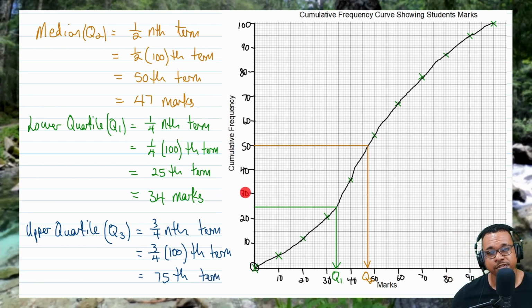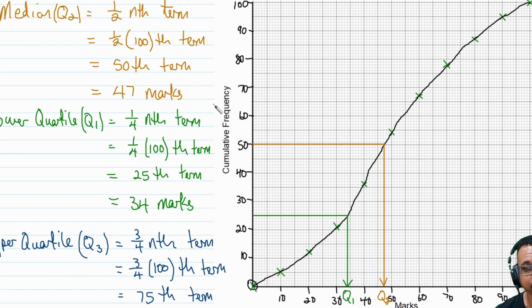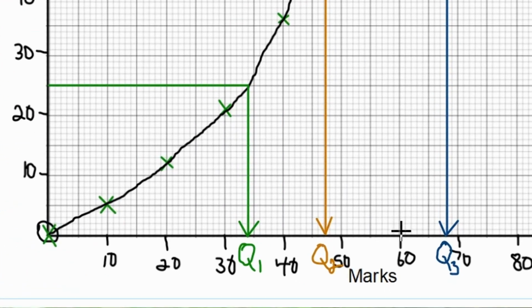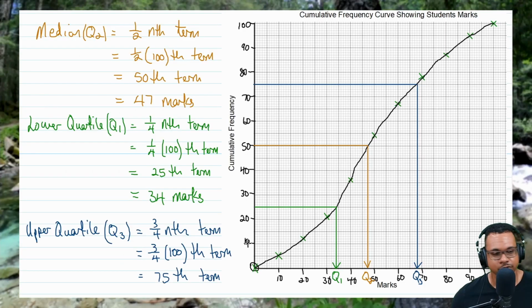So we're going to come to our cumulative frequency, locate 75. And we're going to draw a line straight across to touch the curve. And where that line touches the curve, we bring a line straight down. And this will be Q3. So let's count. This is 60 here. So here's 65. So then we have 66, 67, 68. So Q3 is equal to 68 marks.